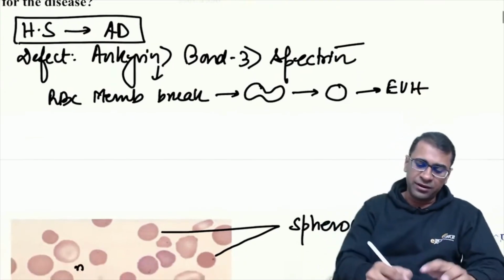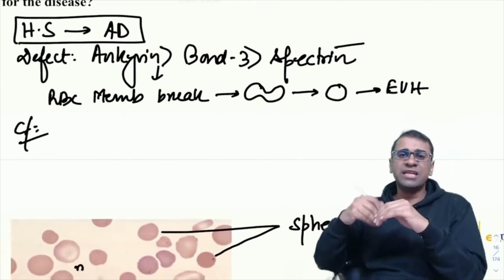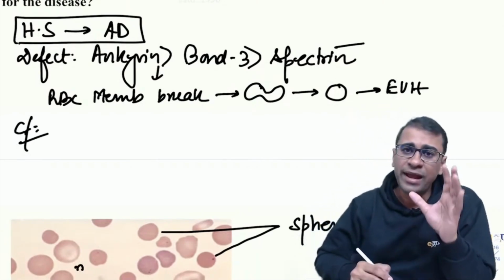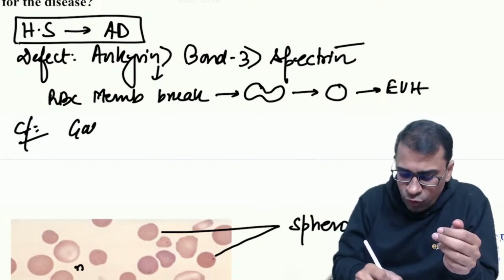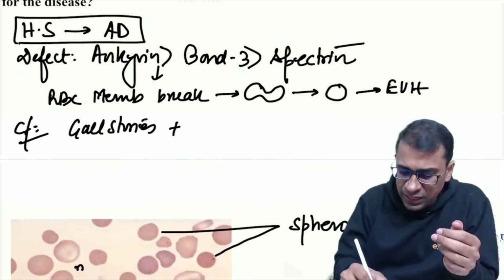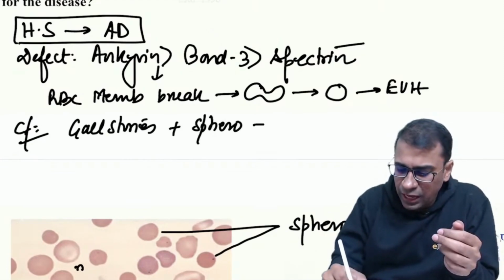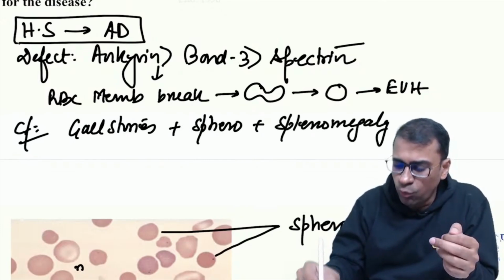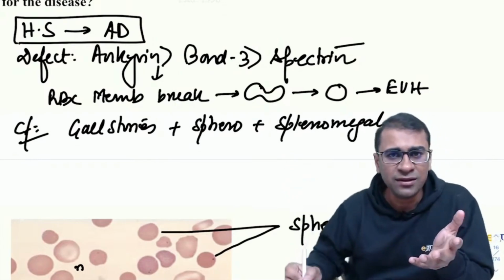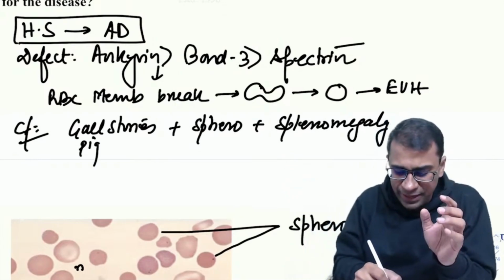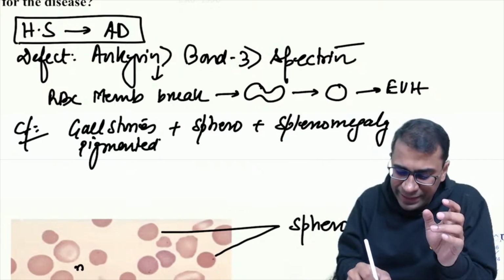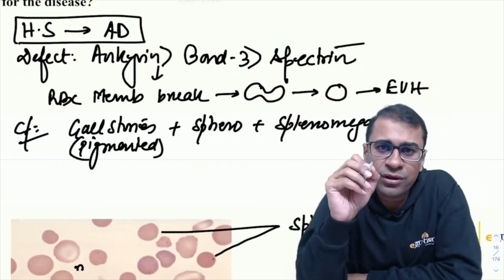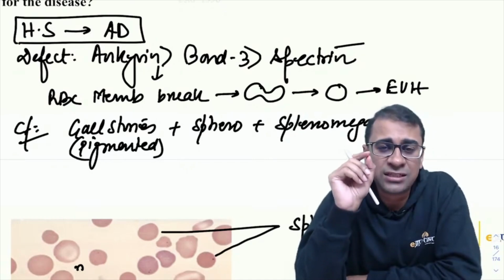Now remember, clinically, when the patient has this extravascular hemolysis going on for a lifetime, because it's autosomal dominant, the patients surely have a history of gallstones, they have spherocytes, and they also have splenomegaly. Now if I ask you what type of gallstone it is, what is the answer? It's a pigmented gallstone. Very good. Why is it pigmented? Because it basically consists of bilirubin.